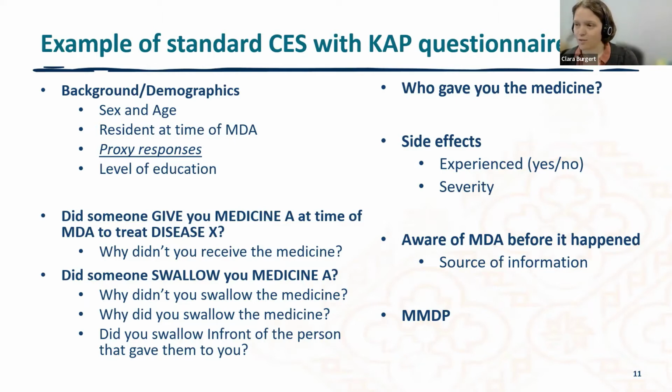And then the key questions, of course, about if someone gave them the medicine at the time of the MDA to treat the disease, and if not, why they didn't receive it. If someone swallowed the medicine, and if not, why they didn't swallow it if they received it, and why they did swallow the medicine if they swallowed it, and if they swallowed it in front of the person that gave it to them. So then a DOTS level of questions.